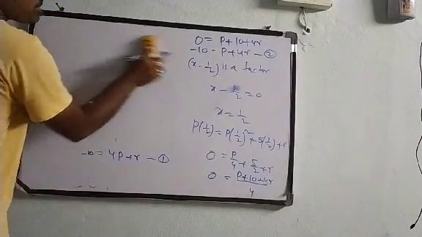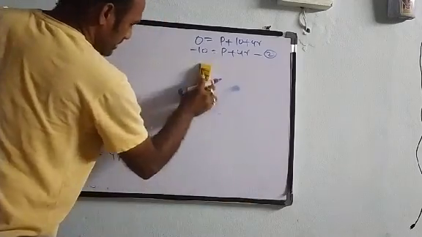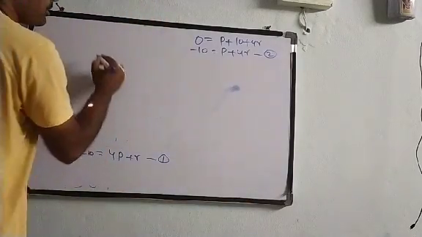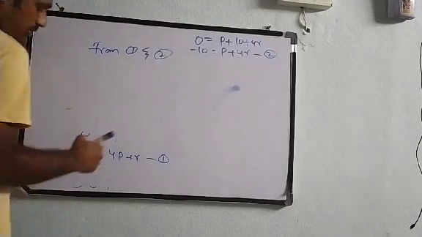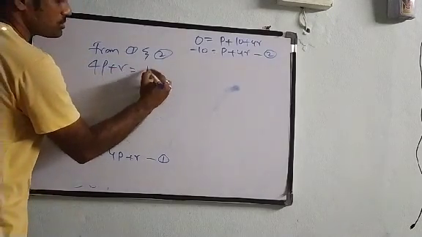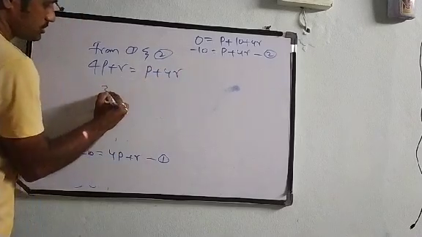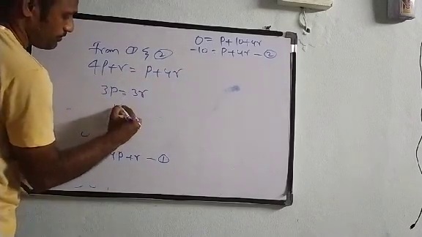So if you observe the first equation and second equation here, both left hand side terms are equal. So we can make the right hand side equal, so from 1 and 2, we can write 4p plus r is equal to p plus 4r. So 3p is equal to 3r. So p is equal to r.